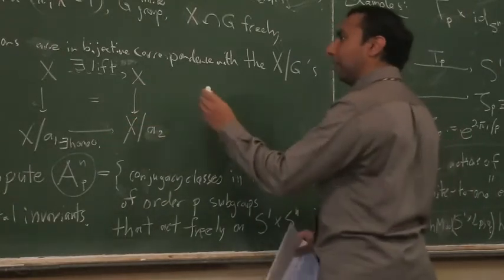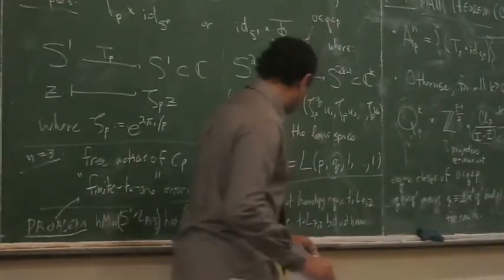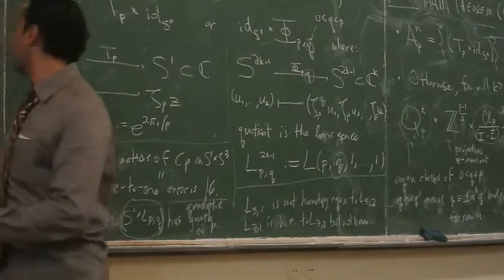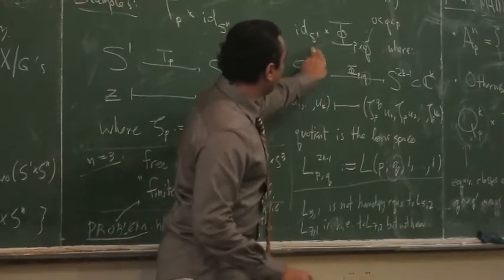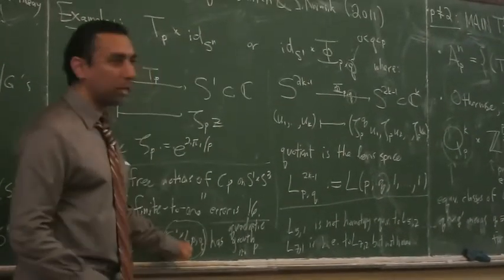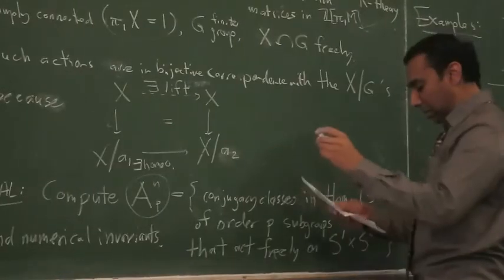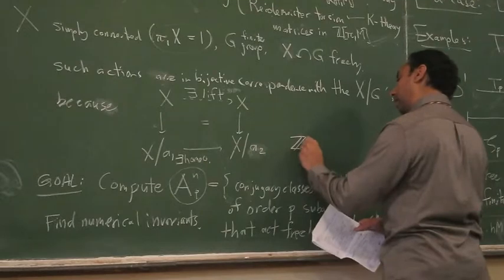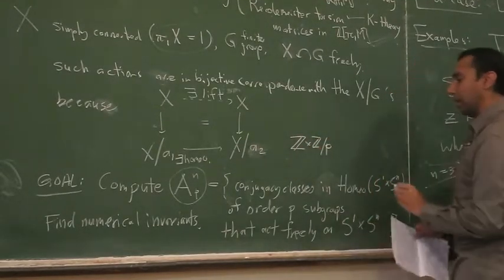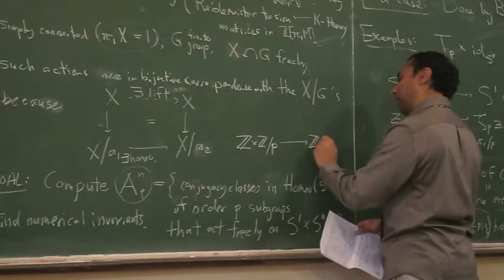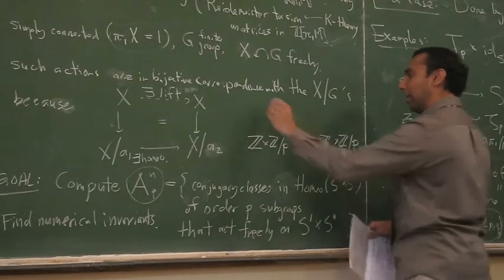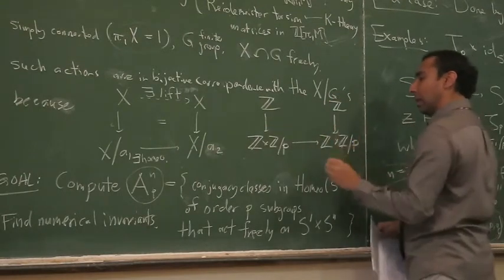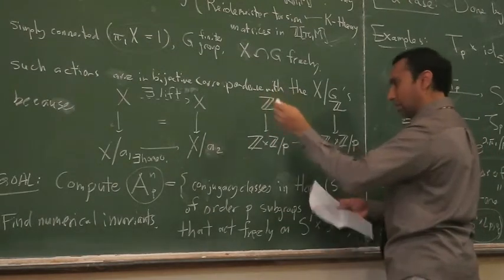For example, the quotient space can be this. For example, when you have the identity on the circle times phi cubed, it gives you this quotient space. And so there you have Z times Z mod p for the quotient space. And you could have a map like this on the fundamental groups that does something bad. S1 times Sn has fundamental group Z. You have homomorphisms. This is the homomorphism that takes this to this comma zero.